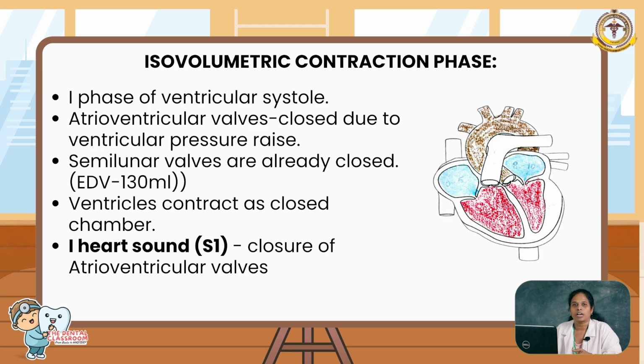So the closure has occurred. Already your semilunar valves are closed. So all the inlet valves and output valves are closed for the ventricles. The ventricle is present with a volume of about 130 ml, and it is trying to contract. When it tries to contract, there is no change in the length of the muscle fibers. Only the tension is increased, that is, the pressure in the ventricle is increased. So when it tries to contract, the pressure builds up. Because there is no change in the muscle fiber length, it is known as the isovolumetric contraction phase.